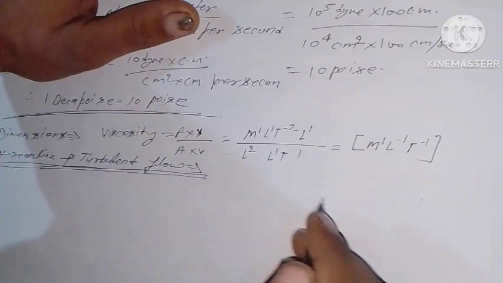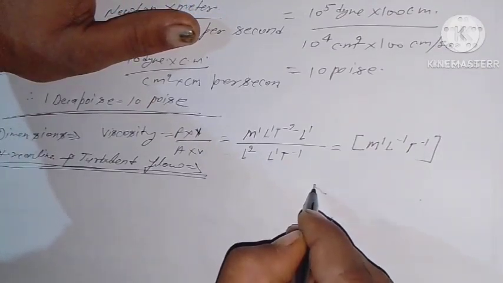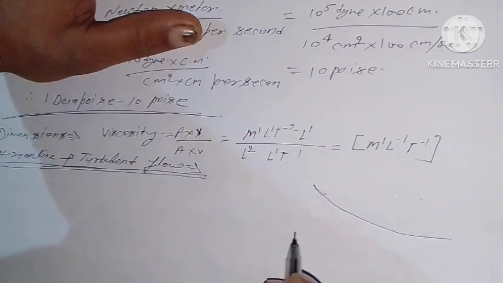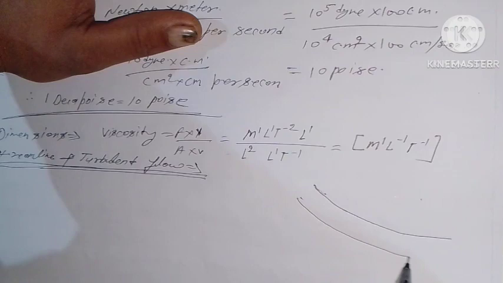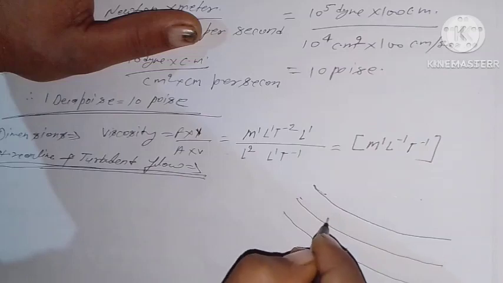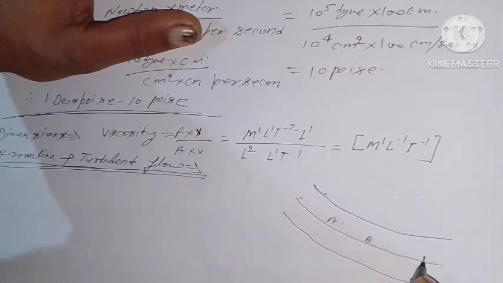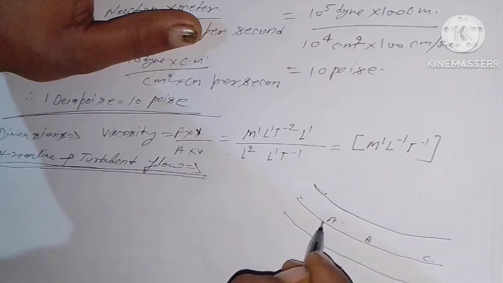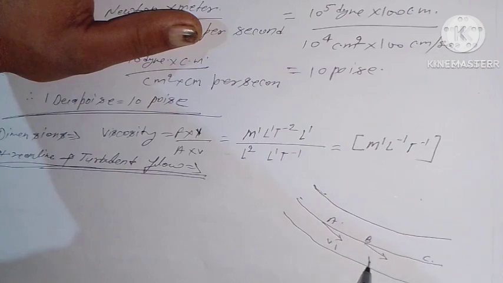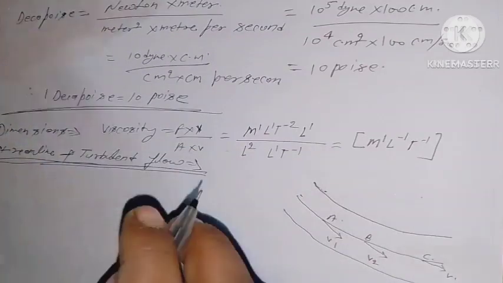You can see this figure initially. Point A, point B, point C. The velocity at point A is V1, the velocity at point B is V2, and the velocity at point C is V3.